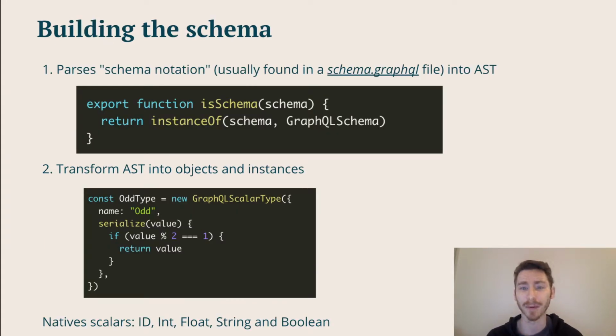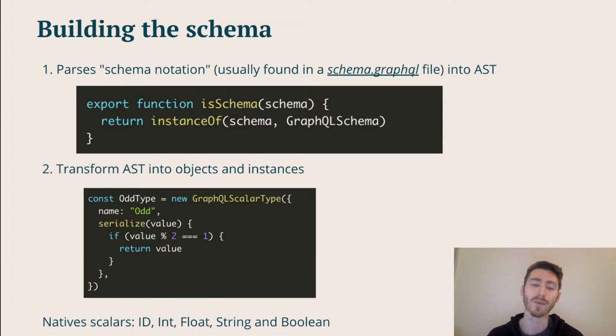So, building the schema. This is a very important part of a GraphQL application. As mentioned previously, it defines all of their types and their relationships together, and there are two steps to this. First step is parsing the schema notation, which is usually found in some sort of schema.graphql file, into AST. The parser will throw errors if it's not a GraphQL schema. You can see the snippet from the types/schema.js file from the graphql-js codebase over there.